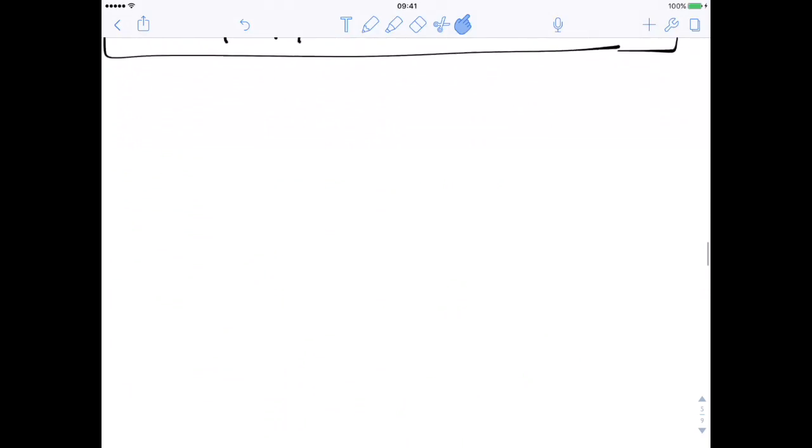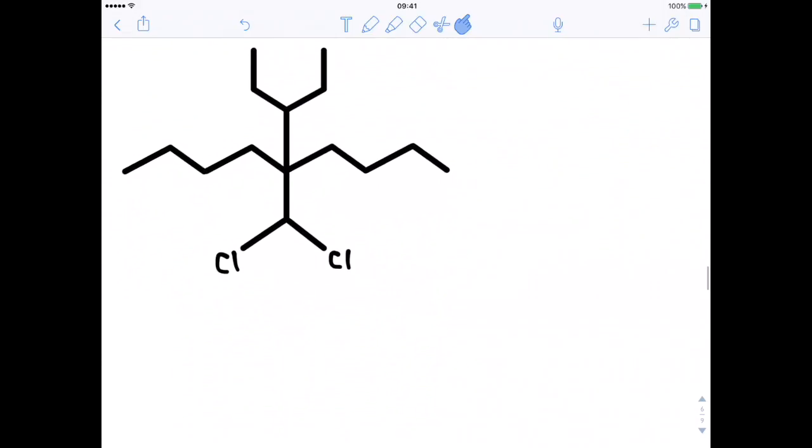Let's try one more with a little bit more complex branching specifically. Again, find your longest chain, and in this case it's 9, 1, 2, 3, 4, 5, 6, 7, 8, and 9. And since this one is symmetrical, we don't really have to worry about the directionality of the numbering.